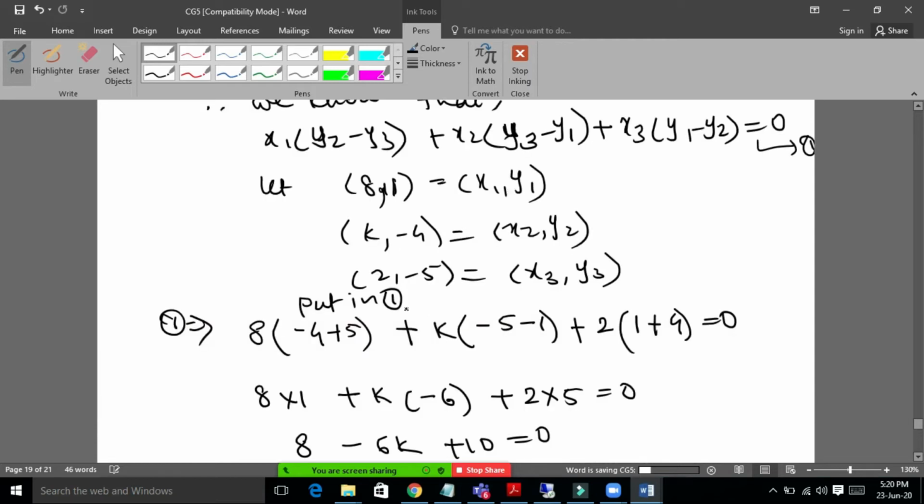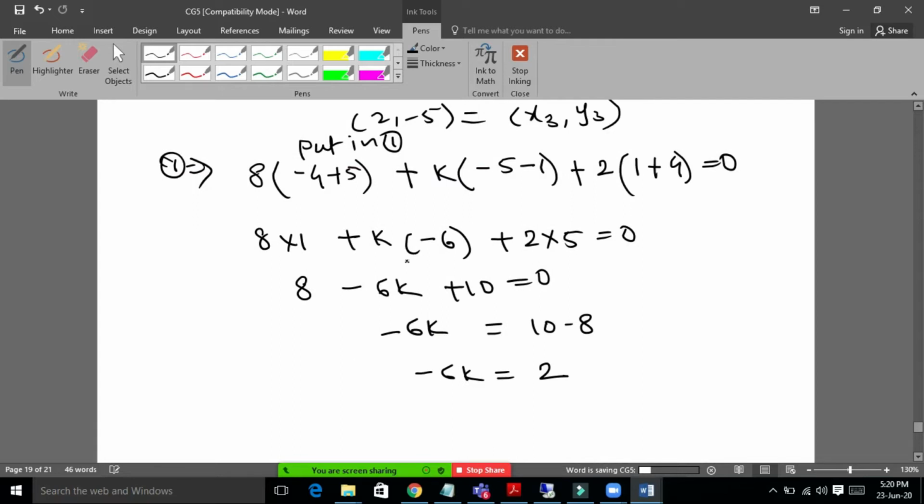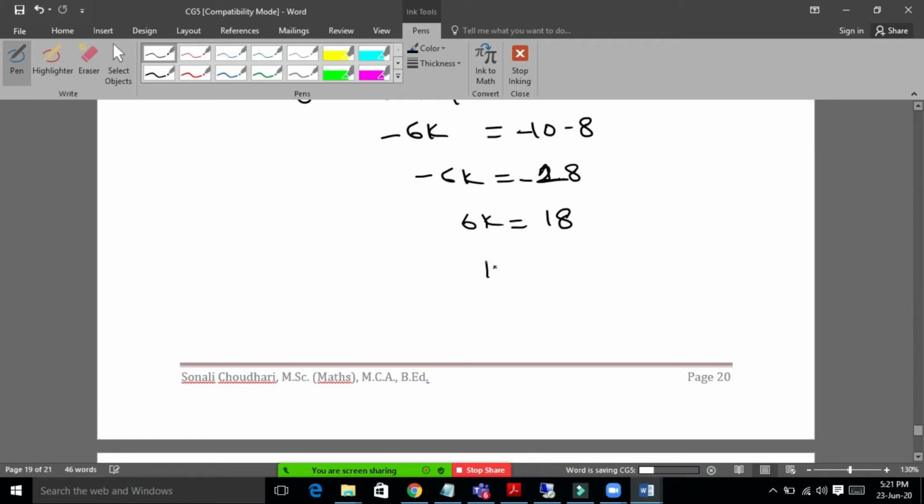To find out the value of k, we have to shift all the other values to the right hand side. So 10 becomes minus 10 and 8 becomes minus 8 here. By mistake I wrote it differently. So minus 10 and minus 8 is minus 18, because plus 10 shifted becomes minus 10. So -6k is equal to -18, minus minus get cancelled on both sides. So k is equal to 18 by 6. So we get k is equal to 3.